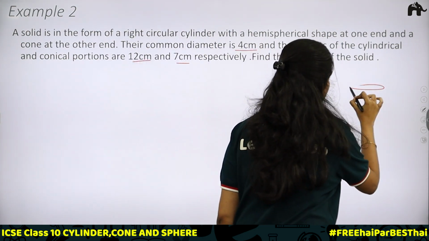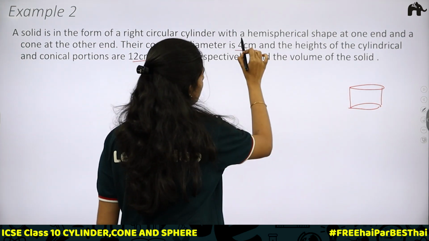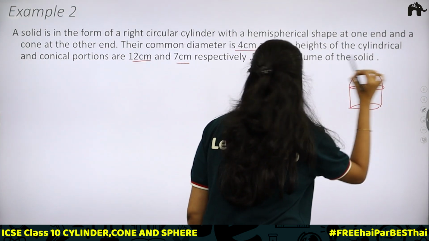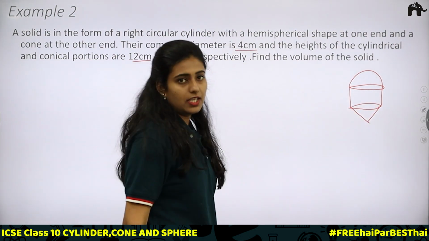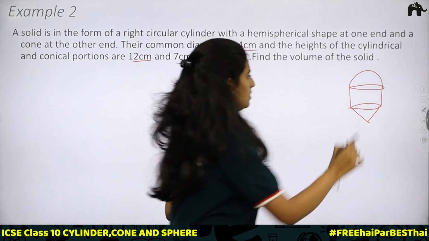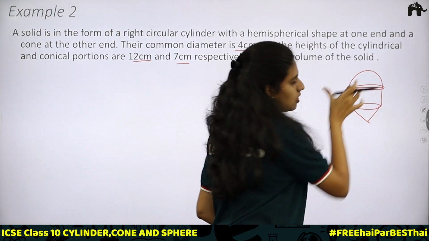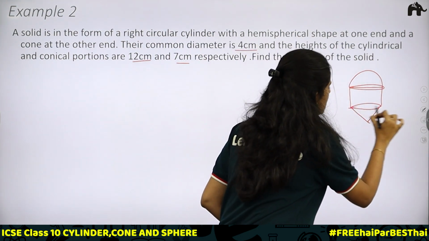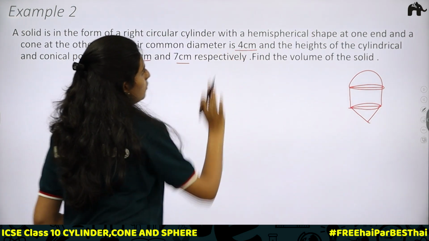We have a cylindrical portion, then a hemispherical portion at one end and a conical portion at the other end. Okay. So this is how the solid looks like. They have a common diameter. So this is the diameter of cylinder. Same is the diameter of hemisphere. Same is the diameter of cone. Okay. Given diameter is equal to 4 cm.